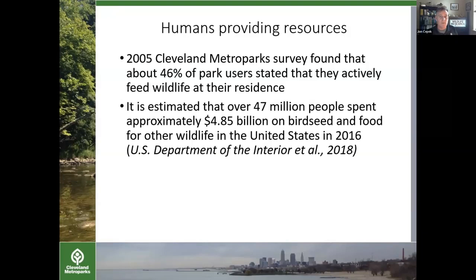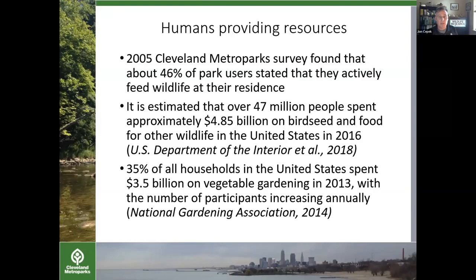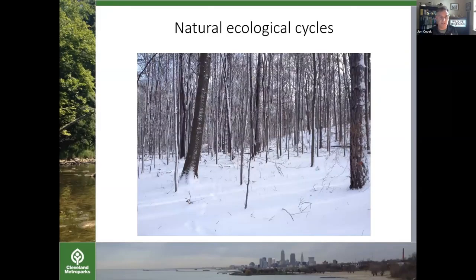It's estimated that over 47 million people spent approximately $5 billion on birdseed and food for other wildlife in the US in 2016. 35% of all households in the US spent almost $4 billion on vegetable gardening in 2013, with the number increasing. So thinking about this and then thinking about natural ecological cycles, we know that winter is a time of natural stress to all wildlife, and in a natural system, survival and reproduction are linked to the amount of resources on the landscape.